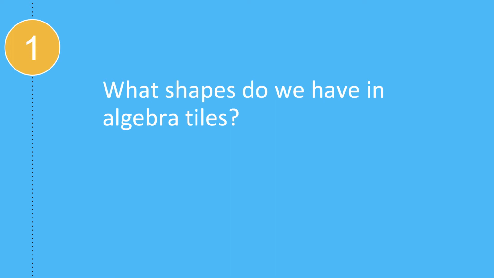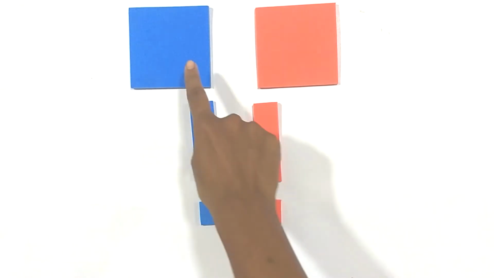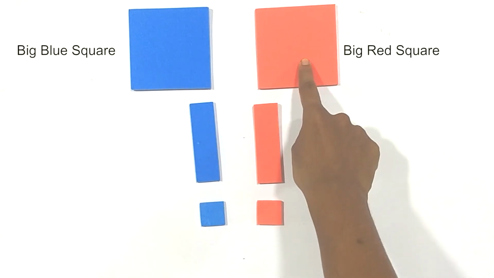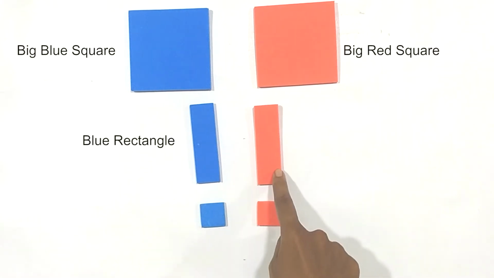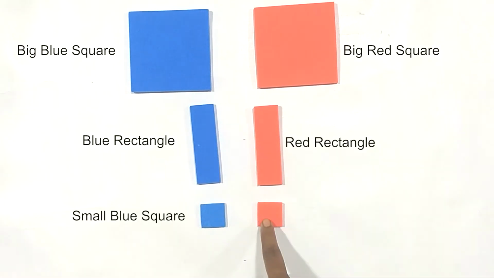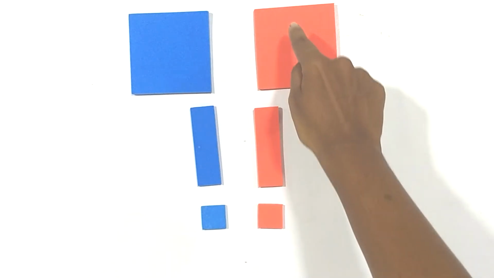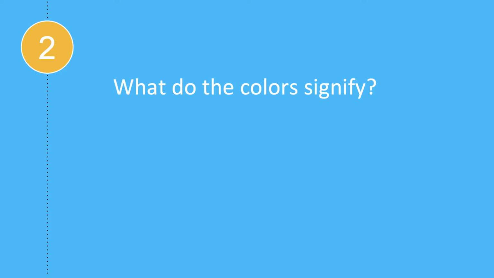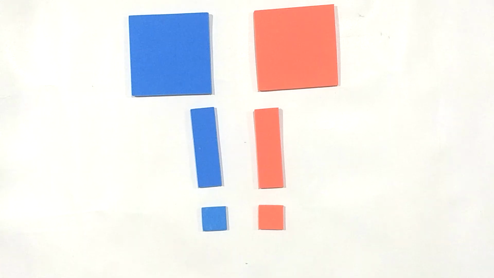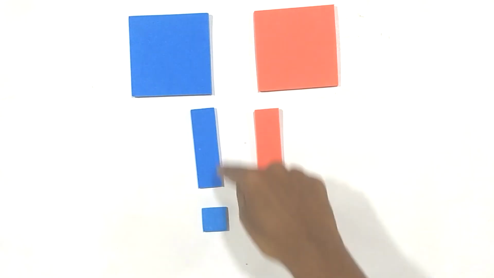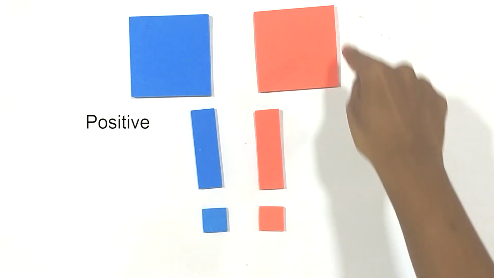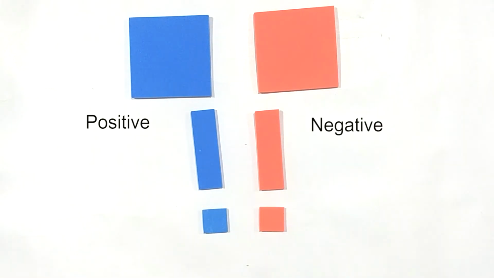Now, algebra tiles consist of different shapes, each representing a certain value. We will refer to them as big blue squares, big red squares, blue rectangles, red rectangles, small blue squares, and small red squares. As you can see, we have two different colors of tiles. Do the colors have any significance? Every shape, as you can see, is available in two colors, blue and red. The blue tiles represent positive values, while the red tiles represent negative values.